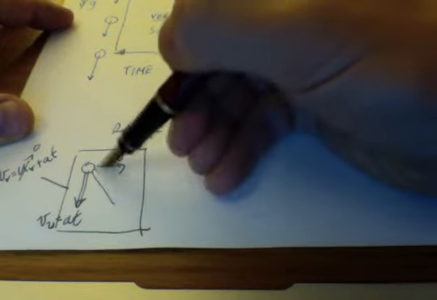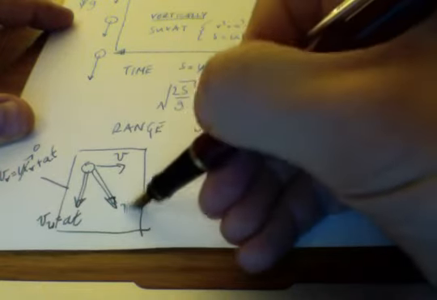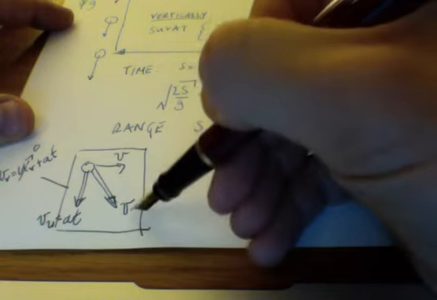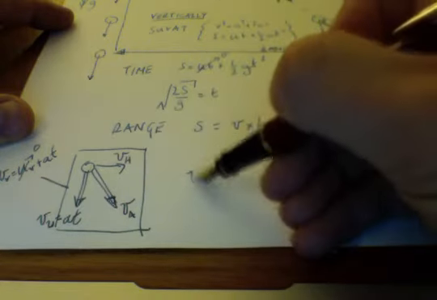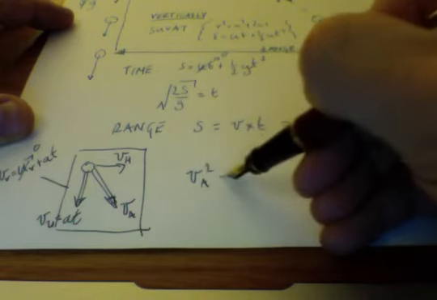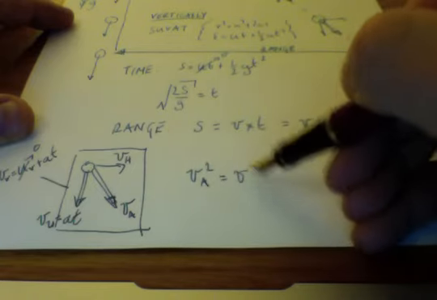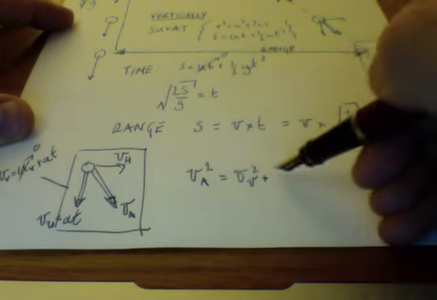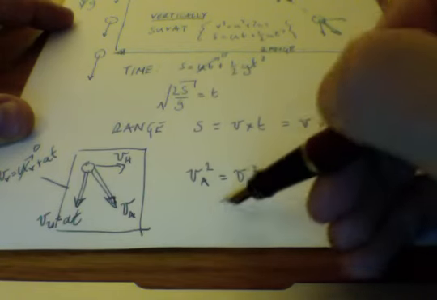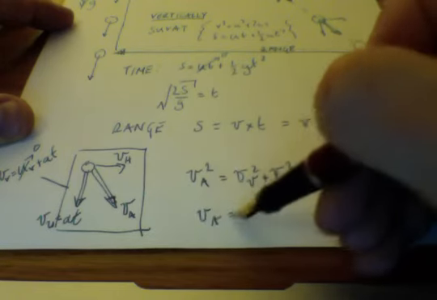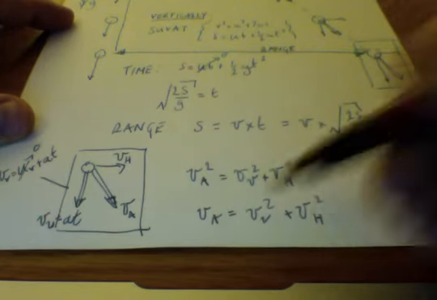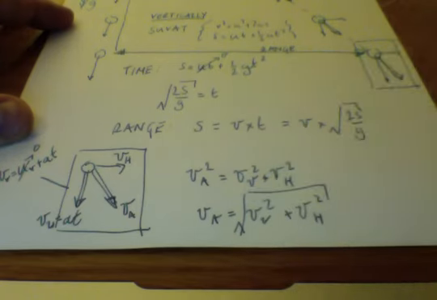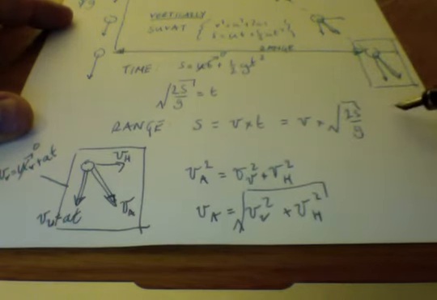So therefore, in order to work out the actual velocity, let's call it A, it's horizontal, we just use a simple Pythagorean identity. And therefore, we can work out the velocity at which it strikes the ground, or at any point in its motion.